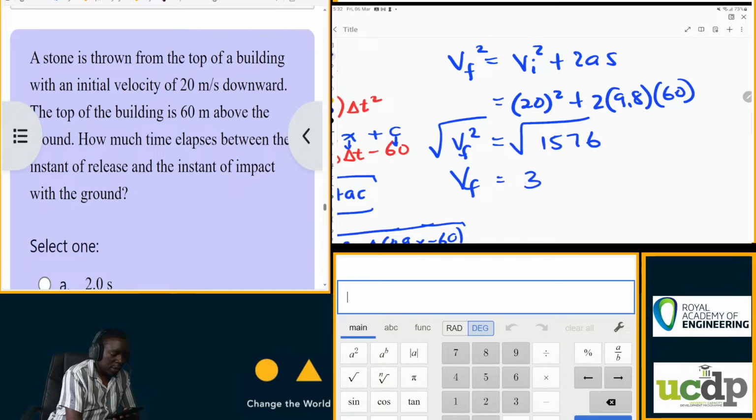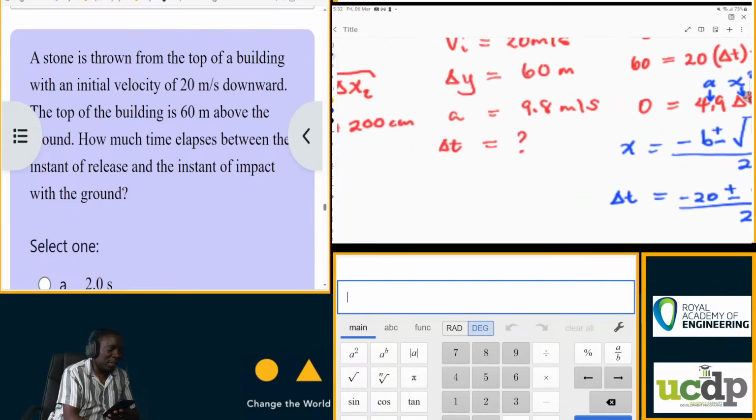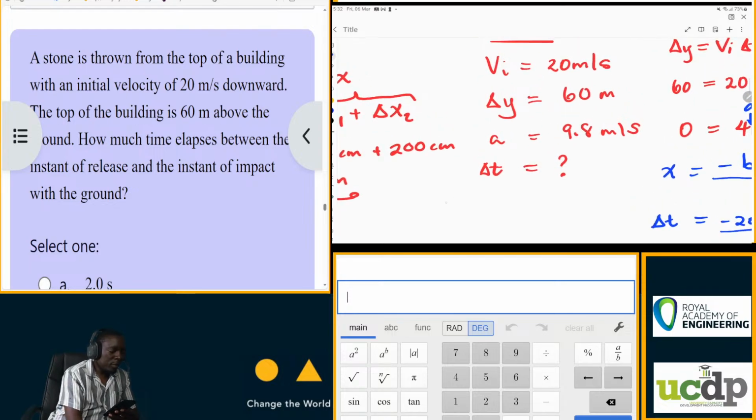39.7, so this is 39.7 meters per second. So we find the final velocity from this, because we have this given, we have that given, and that given. With final velocity, we come here. V final equals V initial plus A times delta T.